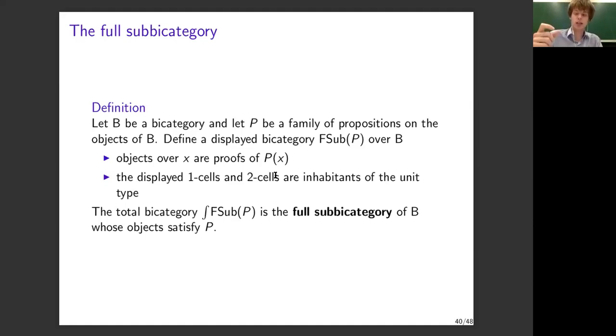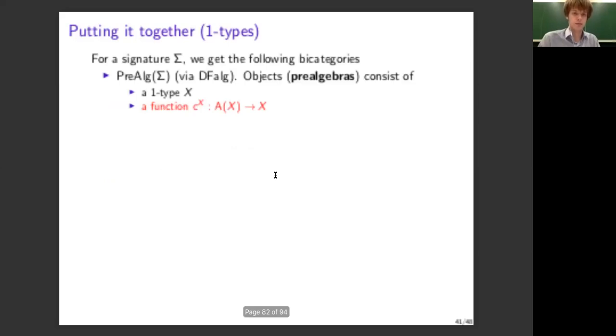So the displayed one-cells are just a pair of the displayed one-cell together with a unit, which is just the same as a one-cell in the base. So the one-cells in the total are the same as one-cells in the base, and the same for two-cells. So this is really the full subbicategory.